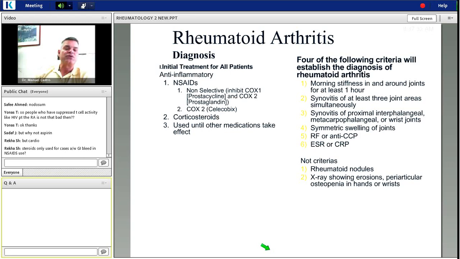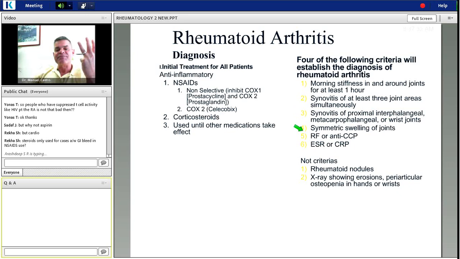Morning stiffness in and around joints for at least 1 hour. And our patient had that. Then synovitis, meaning inflammation of the joint, of at least three joint areas simultaneously, and our patient had that. So we have two, okay? Remember, you need four criteria here. Synovitis of the proximal interphalangeal joints, metacarpophalangeal joints, and wrists. Our patient had the proximal interphalangeal joints and the wrists affected. So we have three of them, right? Symmetric joint swelling, and our patient had that. So guess what? We have four criteria already, and we were able to make the diagnosis without any further testing, okay?